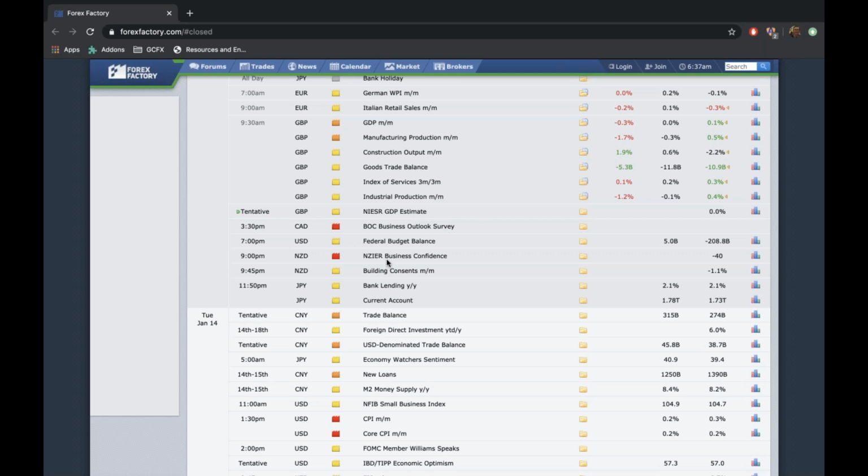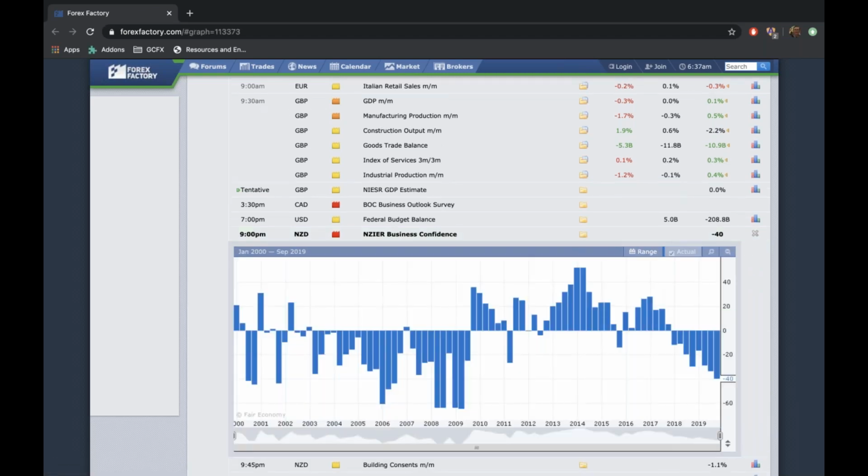Business confidence. Now, easy to overlook this one, but it's important for the RBNZ. The Reserve Bank of New Zealand looks at this business confidence point for making their interest rate decisions. You can see recent business confidence has been very low in New Zealand. Look at these really low figures. So if we get more low business confidence, that will be looked at.